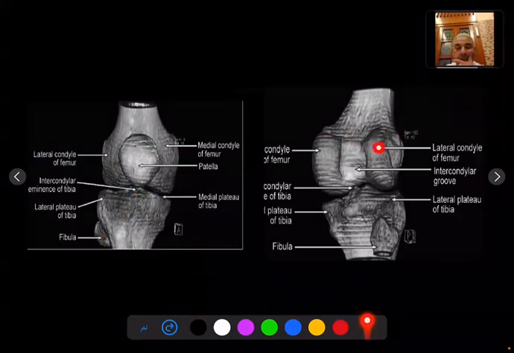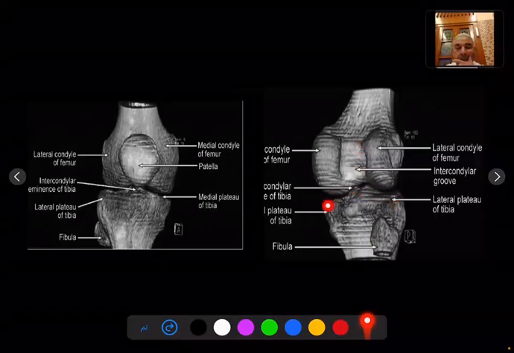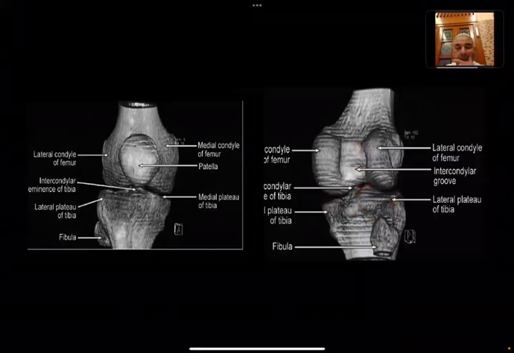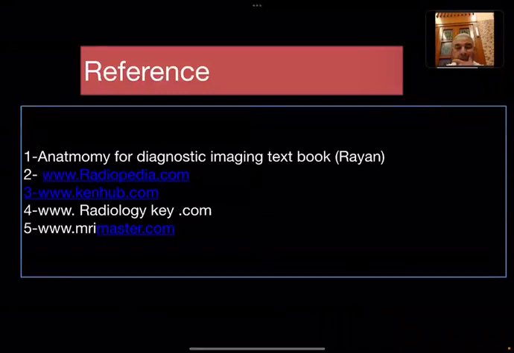And this is the posterior aspect. This is the lateral condyle, medial condyle with the intercondylar notch of the femur. This is the lateral tibial plateau, medial tibial plateau, and fibula with the intercondylar eminence. And thank you for listening and attention.